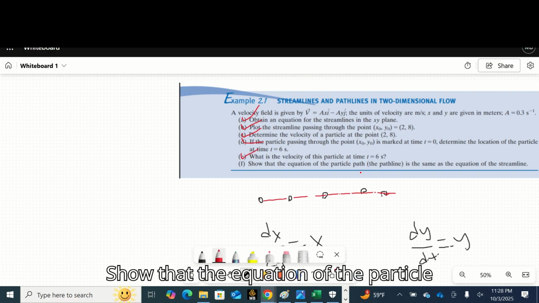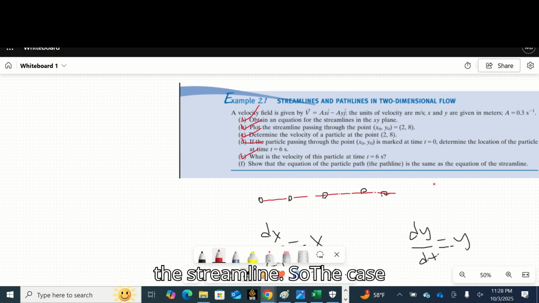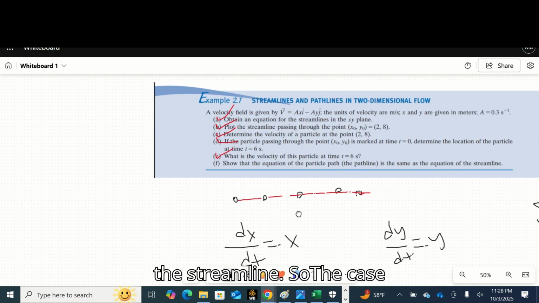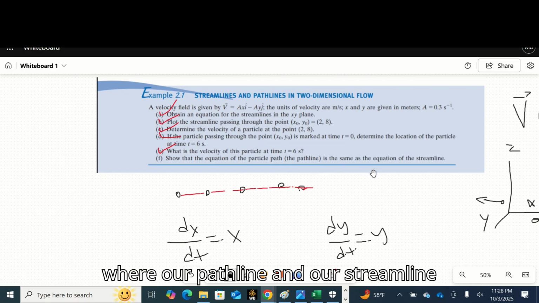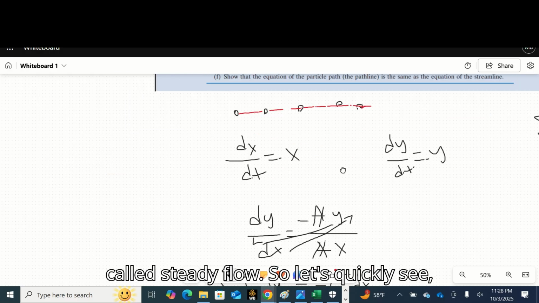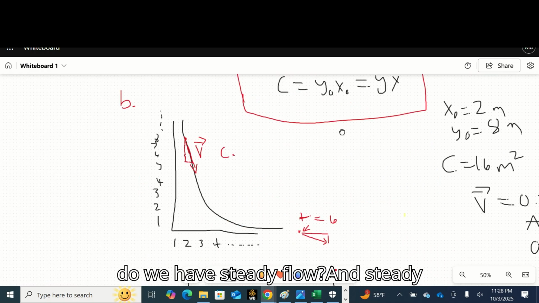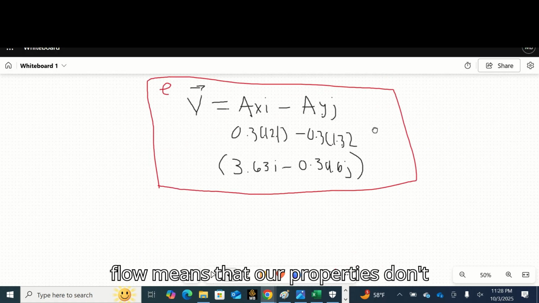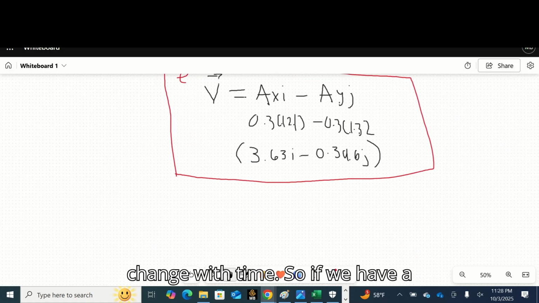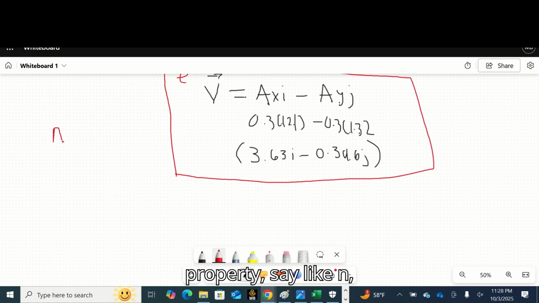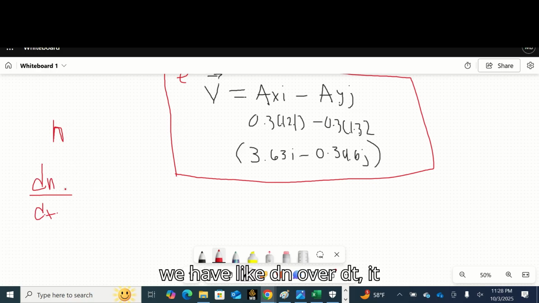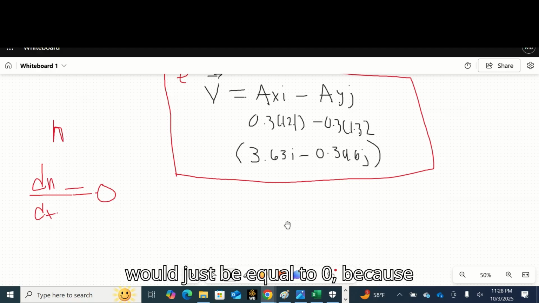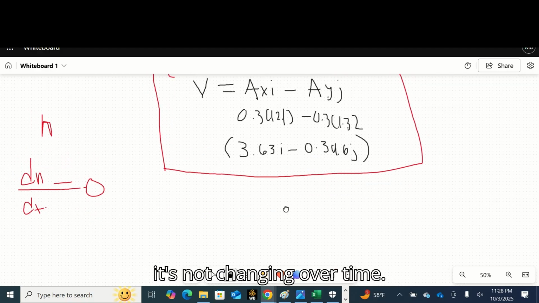Show that the equation of the particle path line is the same as the equation of the streamline. The case where our path line and our streamline would be the same is if we have what's called steady flow. So let's quickly see, do we have steady flow? Steady flow means that our properties don't change with time. So if we have a property, say n, dn over dt would just be equal to 0 because it's not changing over time.